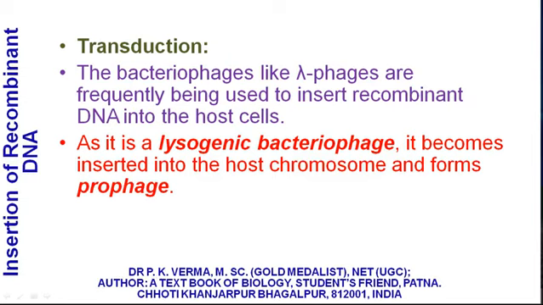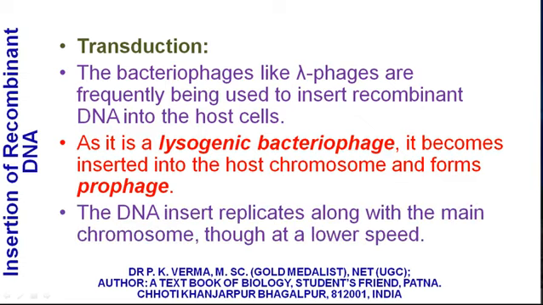For many generations, this viral DNA or prophage multiplies with the host chromosome, but suddenly it can separate and act as a lytic bacteriophage. As it is a lysogenic bacteriophage, it becomes inserted into the host chromosome and forms prophage. So the insertion is because of certain factors present in its DNA. The DNA insert replicates along with the main chromosome, though at a lower speed, but insertion is certain.